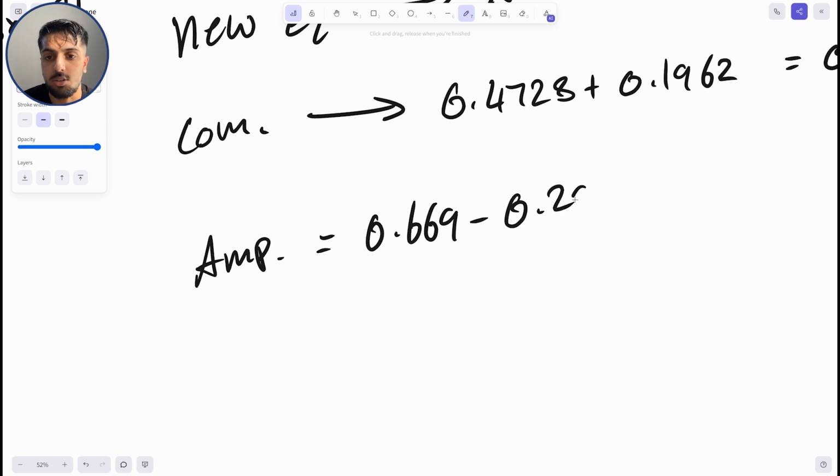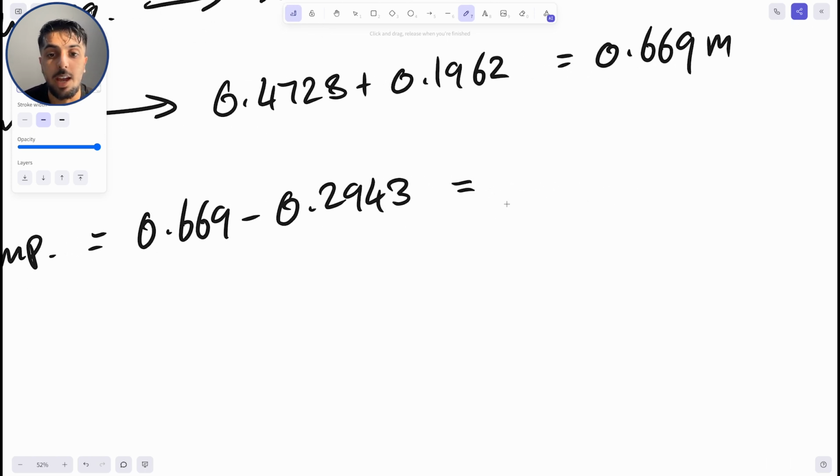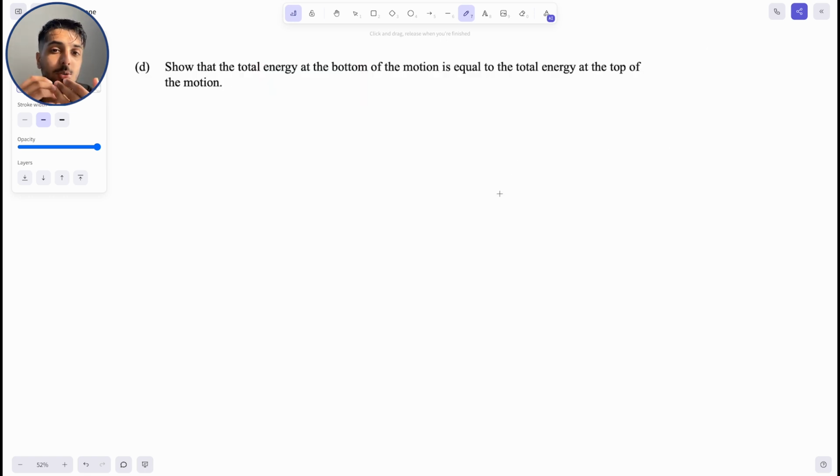minus 0.2943, and that gives us an amplitude of 0.3747 meters. Show that the total energy at the bottom of the motion is equal to the total energy at the top of the motion.